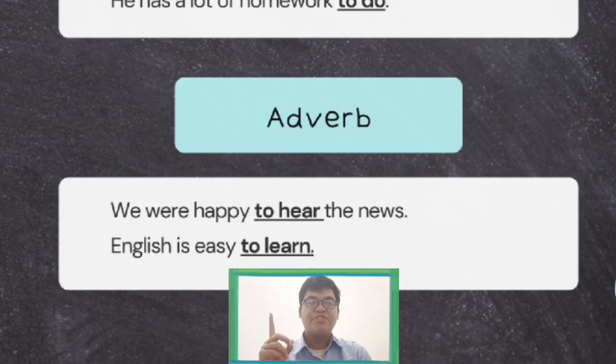Another example for to infinitive as an adverb, in this sentence we have: English is easy to learn. English is a subject. Then is a verb. Then easy is an adjective.